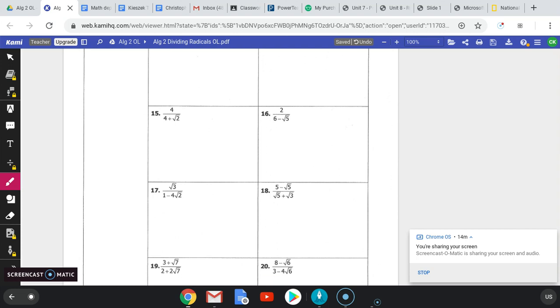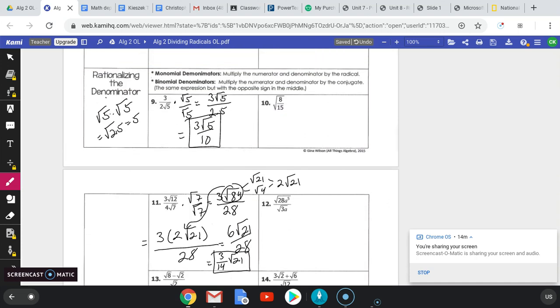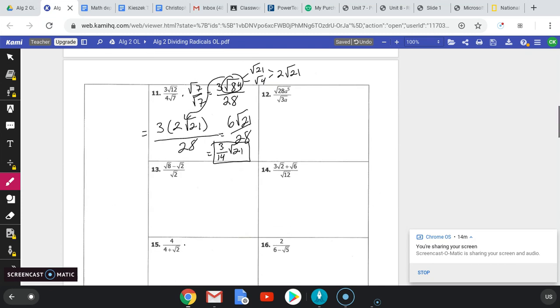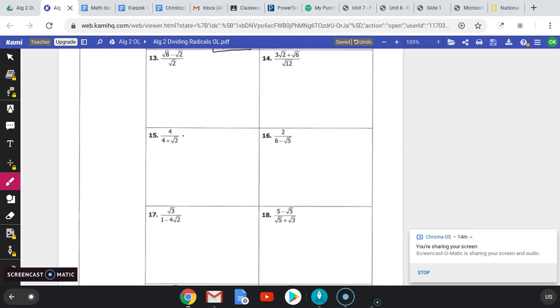We're going to do an example with a binomial denominator here because it does come up, like say in the SATs here, and it's good to know how to do this. So this is a binomial because it has two things on the bottom. So that means from what it says on top here, I gotta multiply by the conjugate. So I'm gonna multiply top and bottom by 4 minus square root 2 and 4 minus square root 2.